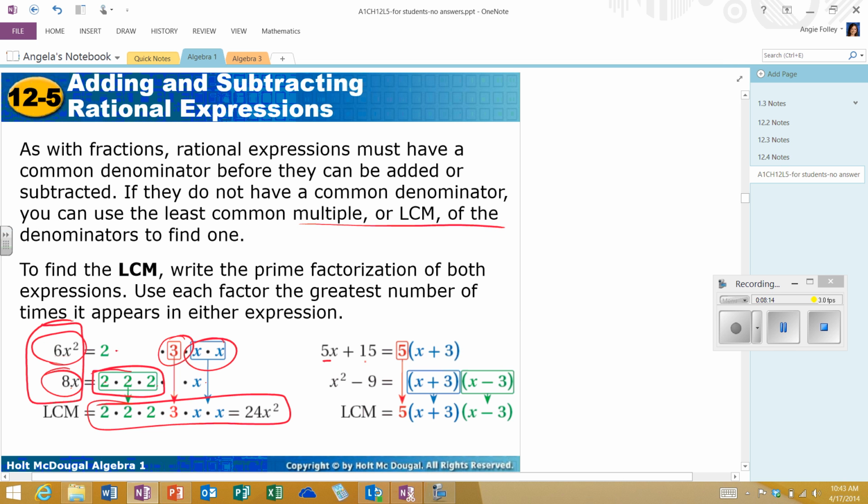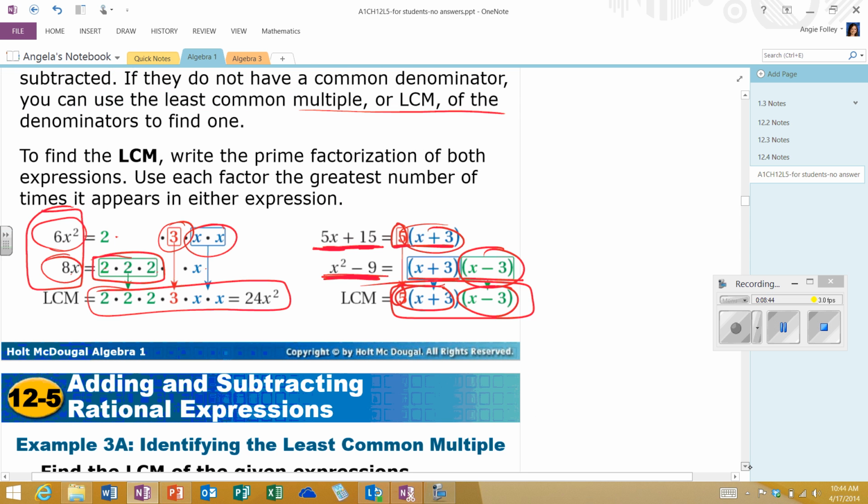What you want to do is factor them. So let's say these are my two denominators. If I had 5x plus 15, I would factor out a 5 and get 5 times x plus 3. And if I factored this binomial, I'd have x plus 3 and x minus 3. And then basically you have to use everything that this one has. These both use one of these. And then because this has an x minus 3, we have to use that. So the least common multiple becomes a part of all of them. So that's a little trickier.